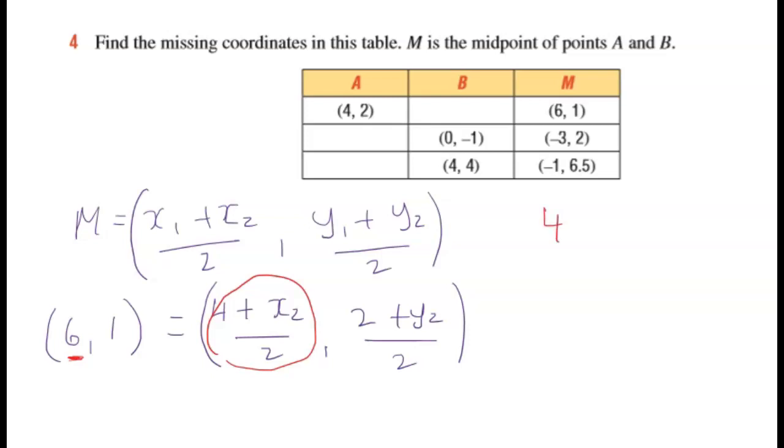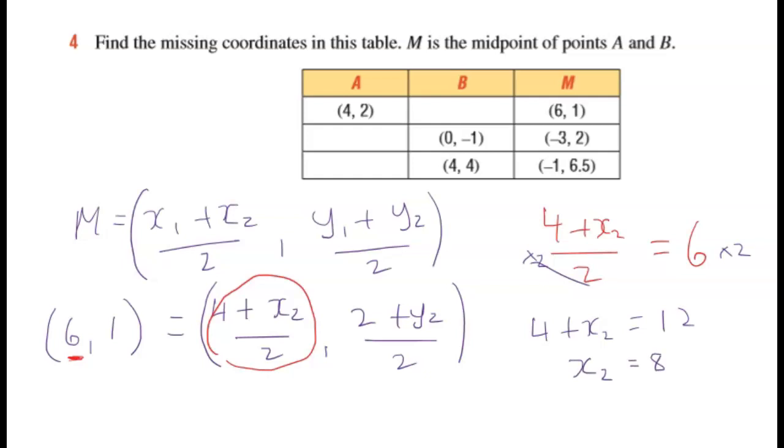So basically 4 plus x2 divided by 2 is equal to 6. So what number, when you add it to 4 and divide by 2, will give you 6? You can solve that algebraically. If we multiply both sides by 2, we've got 4 plus x2 is equal to 12. And then we subtract 4 from both sides. Okay, so x2 is 8, so I'm going to put that in here. So we found the x coordinate of that point.